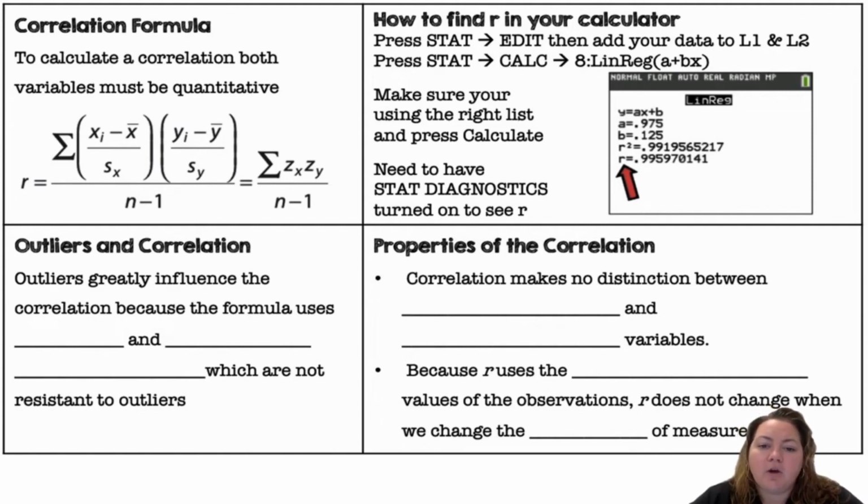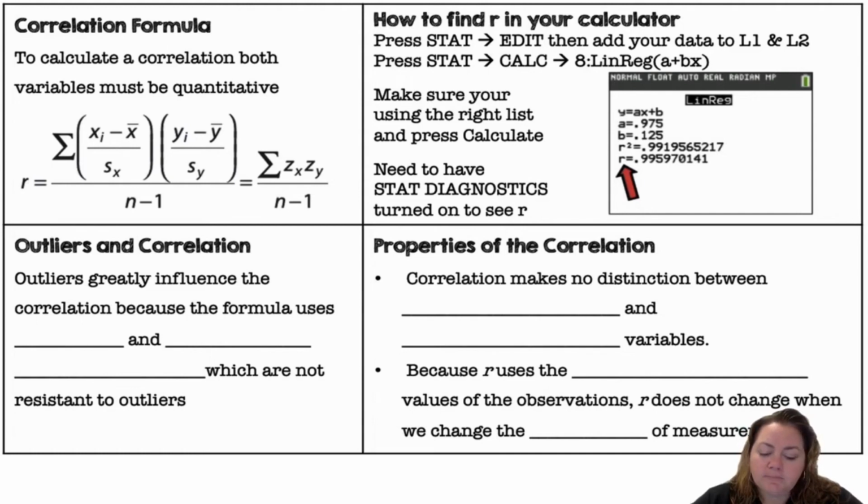All right, how to find r in your calculator. You're going to press Stat, Edit, and add your data into list 1 and list 2. Your x data goes in list 1, your y data goes in list 2. Then you're going to go to Stat, Calc, and pick option 8, linear regression a plus bx. Make sure you're using list 1 and list 2, and you're looking for r, which is the correlation coefficient. If this is the first time you're doing this, or if your calculator has been reset, you'll have to turn Stat Diagnostics on, which I'll show you how to do.